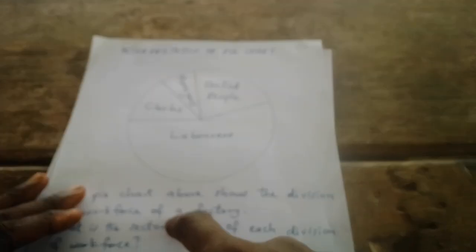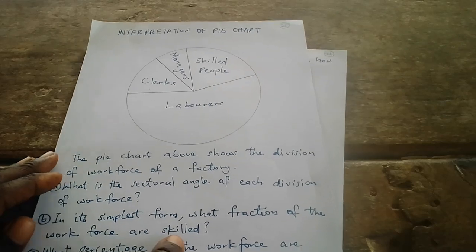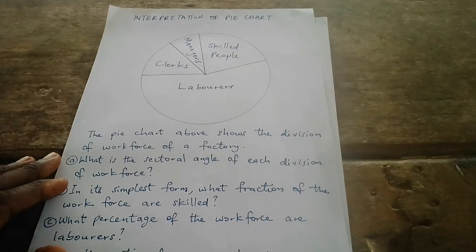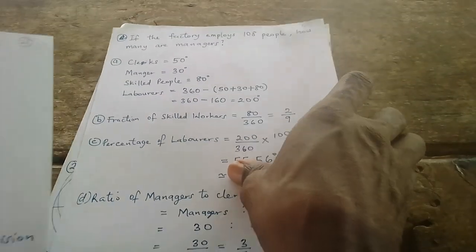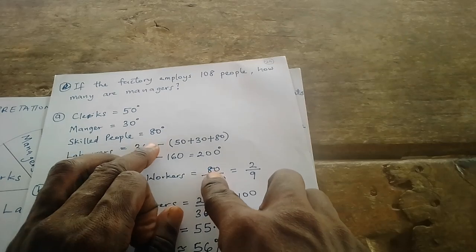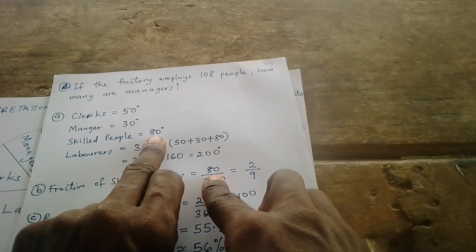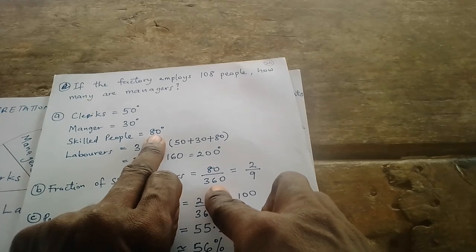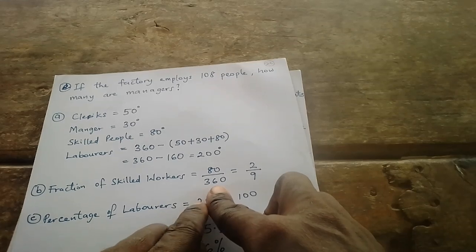Now, part B of the question says, in its simplest form, what fraction of the workforce are skilled? What fraction are skilled? Now look at it. What is the sectorial angle for skilled people? We have 80. So write 80, you are using their sectorial angle. Since you are using the sectorial angle, you will use the sum of angles in a circle, which is over 360. The sum of all the angles on the pie chart will be 360. So you divide it by 360.